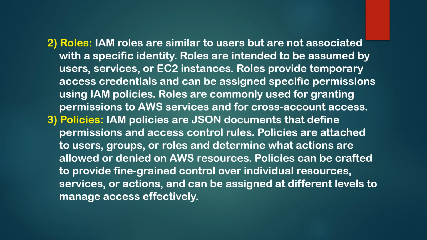Number 3. Policies. IAM policies are JSON documents that define permissions and access control rules. Policies are attached to users, groups, or roles and determine what actions are allowed or denied on AWS resources. Policies can be crafted to provide fine-grained control over individual resources, services, or actions, and can be assigned at different levels to manage access effectively.